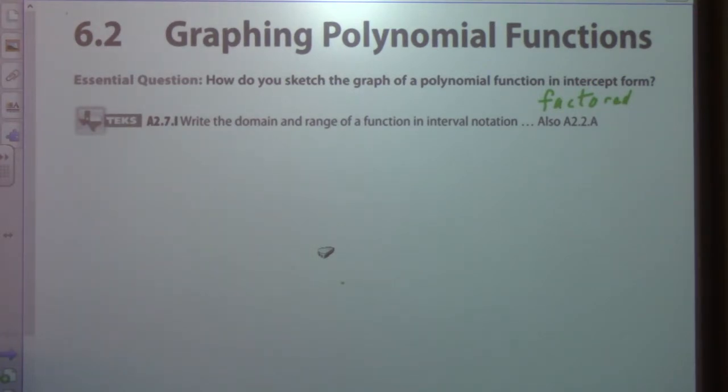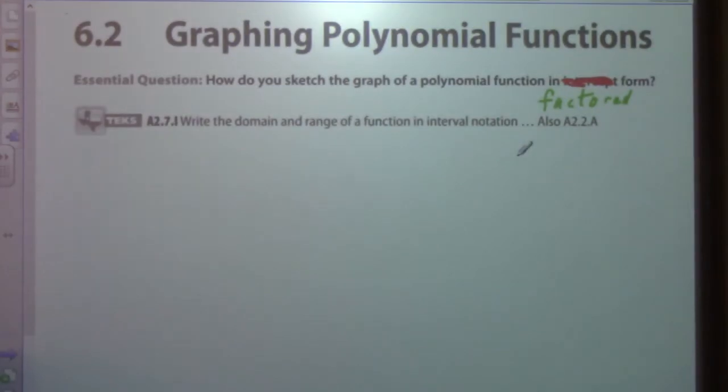How do you sketch the graph of a polynomial in intercept form? And what happened is, I like to use a different way of saying it. Instead of intercept form, I like to call this factored form. So if I replace the word intercept with factored, to me that's a better way of saying it. Now we'll see. And then it says for this TEKS, Texas Essential Knowledge and Skills, write the domain and range of a function in interval notation.